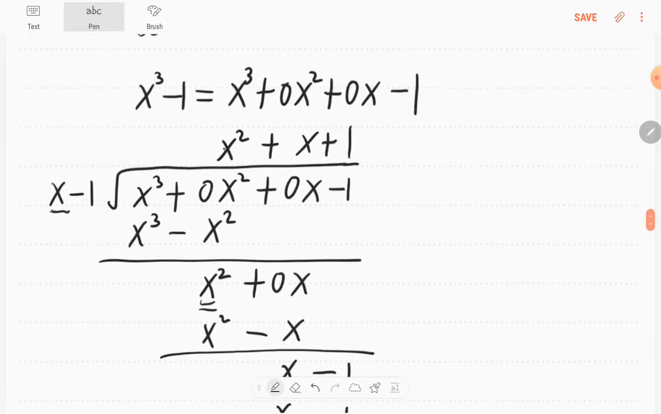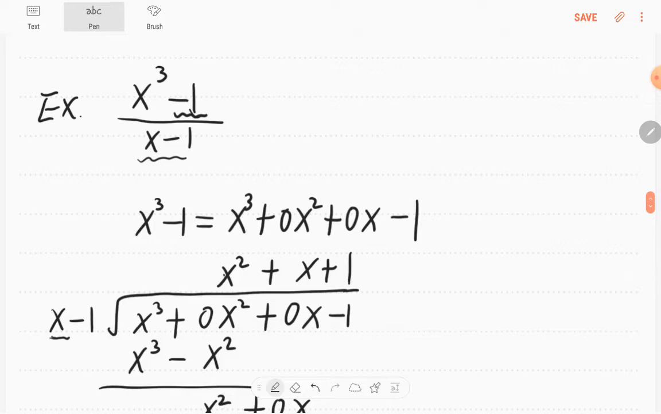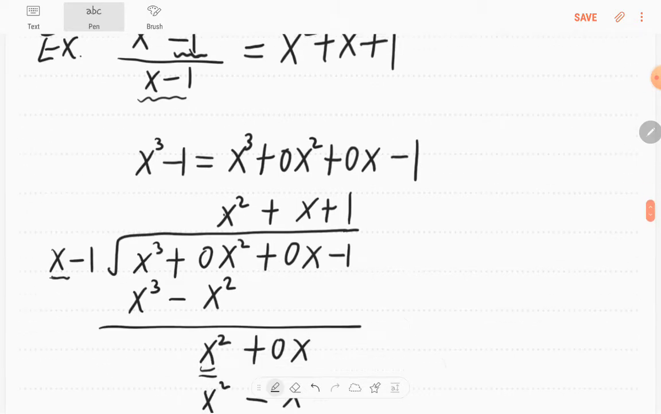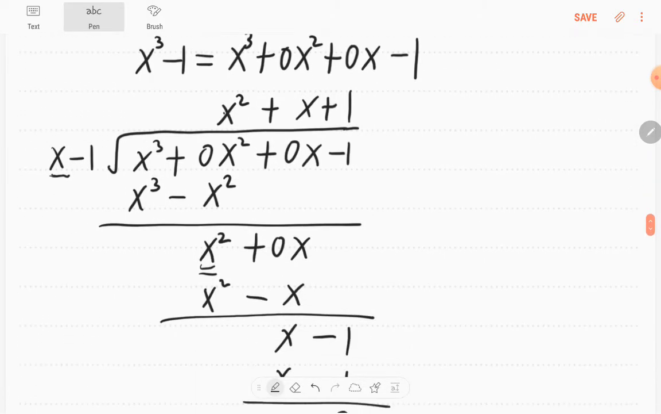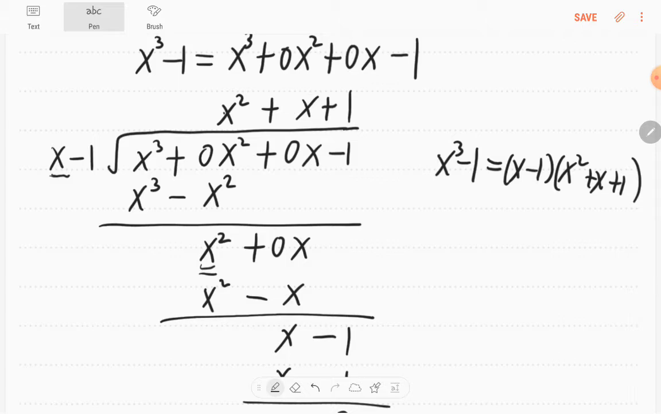Right. So this means this one is equal to x squared plus x plus 1, times x minus 1, right? So in other words, x cubed minus 1 can be written as x minus 1 times x squared plus x plus 1. This is a very famous factorization.